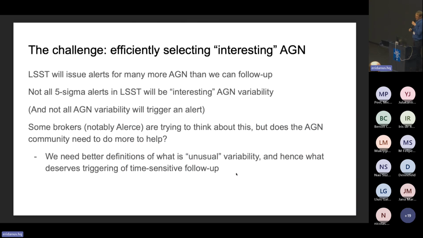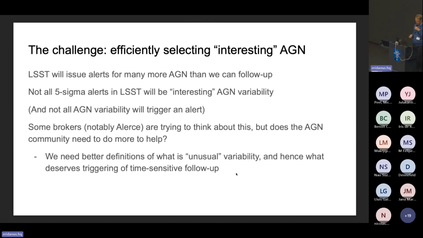Last thing I want to mention, LSST will clearly issue alerts for many, many more AGN than we can follow up. We know that at some level we're going to be using the LSST variability to help select AGN for luminosity functions and the wider population. So it's absolutely true to say that only a small fraction of the LSST 5 sigma alerts will be quote-unquote interesting AGN variability. And at the other extreme, perhaps not all AGN variability, especially at the faint end, will actually trigger. So how do we efficiently select interesting AGN to follow up? I think it's still an open question.